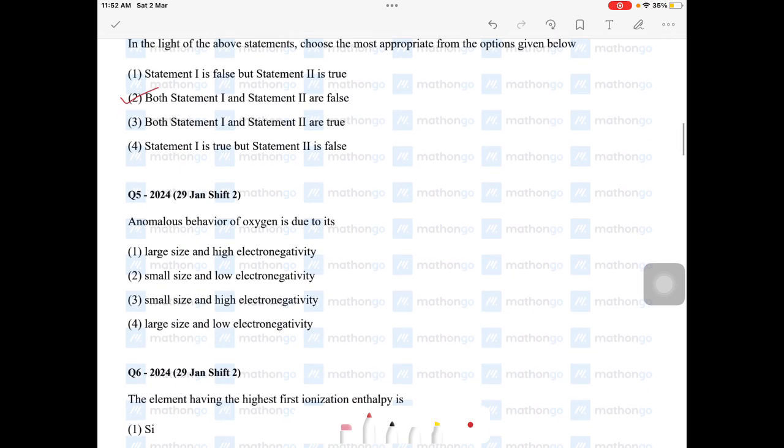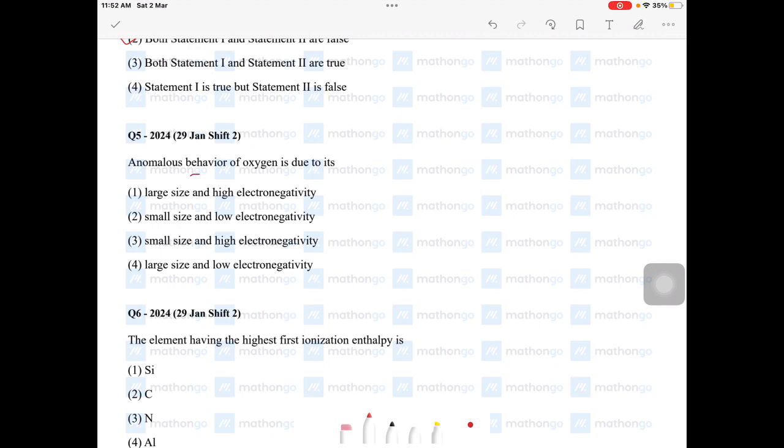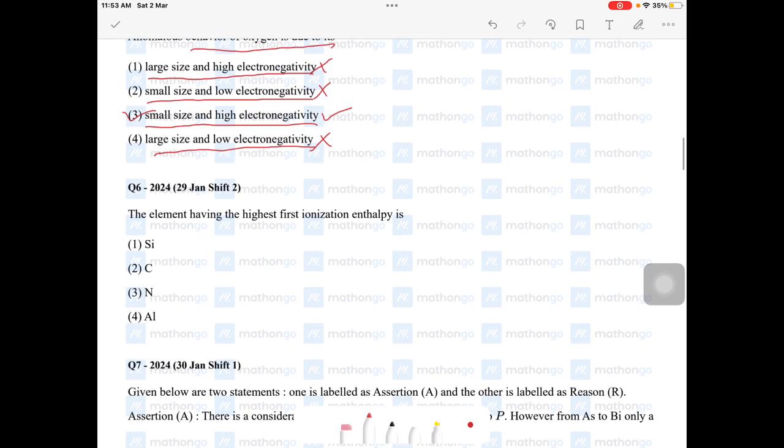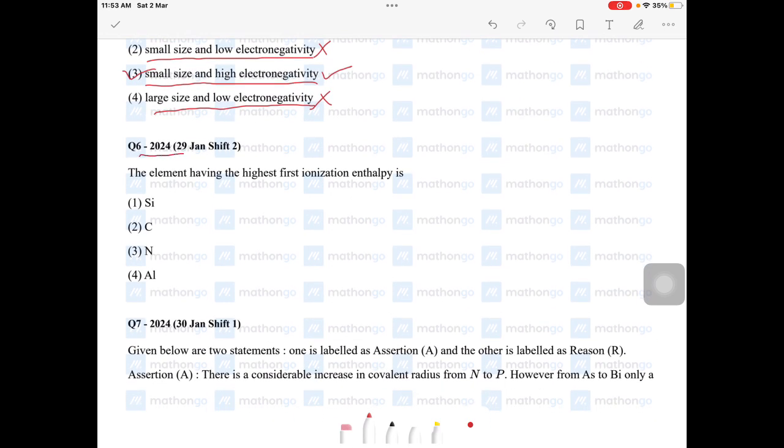Second one is correct. Anomalous behavior of oxygen is due to large size and high electronegativity. No, wrong. Small size and low electronegativity. Wrong. Small size and high electronegativity. Correct. Large size and low electronegativity. Wrong. Third one is correct: small size and high electronegativity.